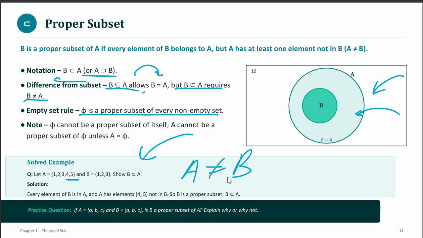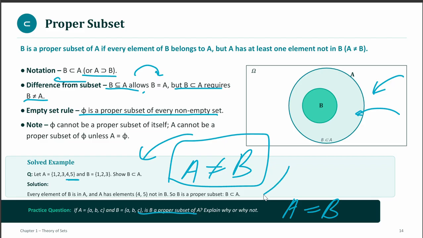Okay, similarly, if you can see here, they are asking you, is B a proper subset of A? Now, can you see here that the distinct elements of A, which are a, b and c, are the same as the distinct elements of B, which are a, b and c? Therefore, these sets are equal. But for a set to be a proper subset of some other set, what is the condition? That both of the sets should not be equal. Therefore, here it is just a subset and not a proper subset.